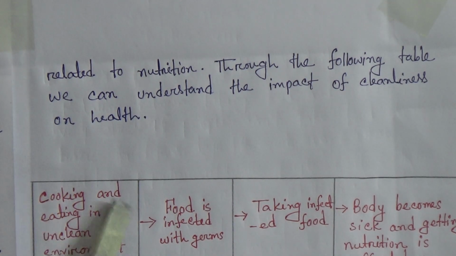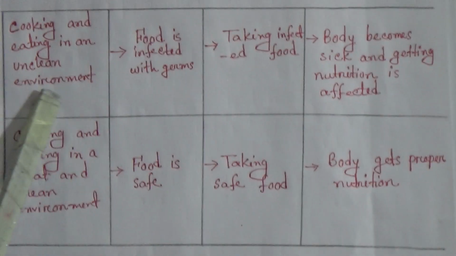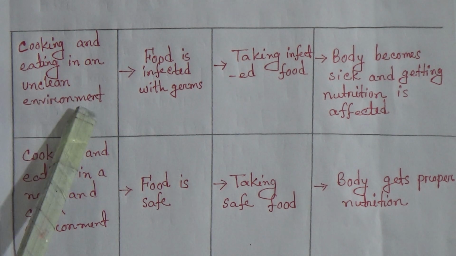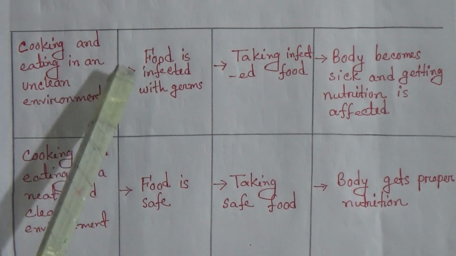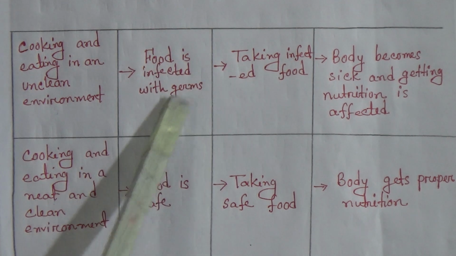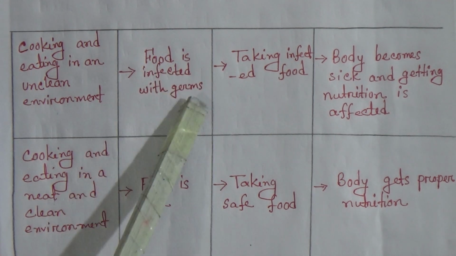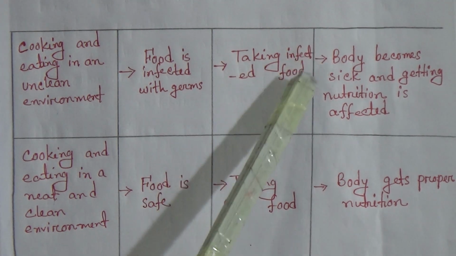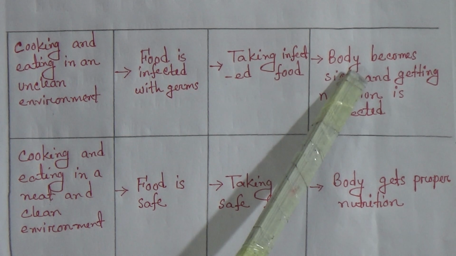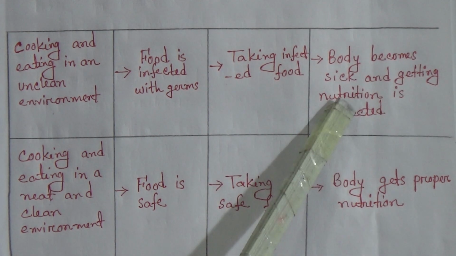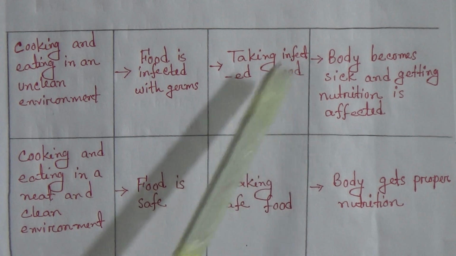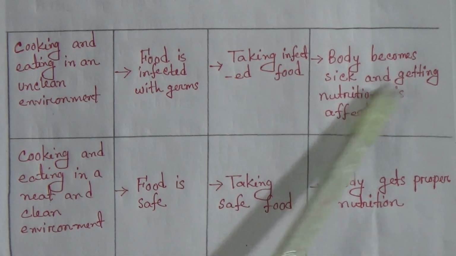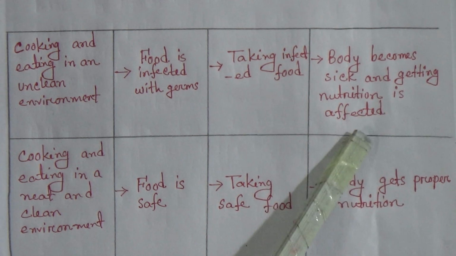Now first one, cooking and eating in an unclean environment. If we cook and eat in an unclean environment, what will happen? Food is infected with germs, then by taking infected food, our body becomes sick and getting nutrition is affected.